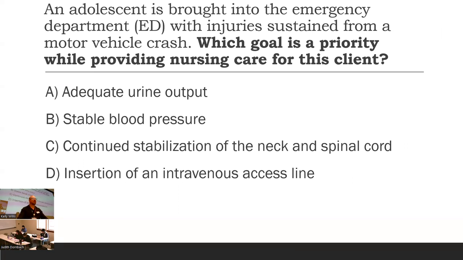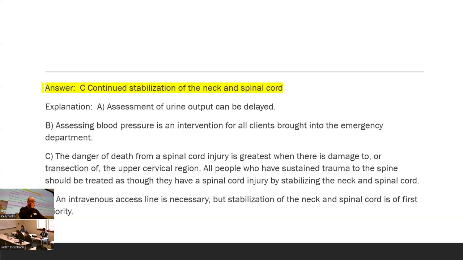An adolescent is brought into the emergency department with injuries sustained from a motor vehicle crash. Which goal is a priority while providing nursing care for this client? Adequate urine output? Probably not. Stable blood pressure? Continued stabilization of the neck and spinal cord? Yeah. Insertion of intravenous access? Even though all of these are important, the biggest priority is C. With any spinal cord injury, or suspected, we want to keep their spine and their neck aligned.